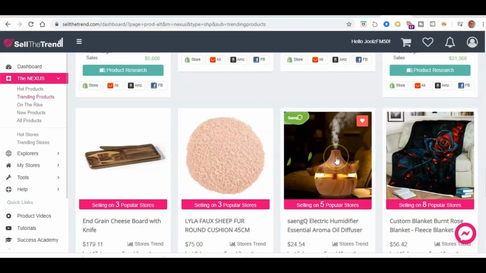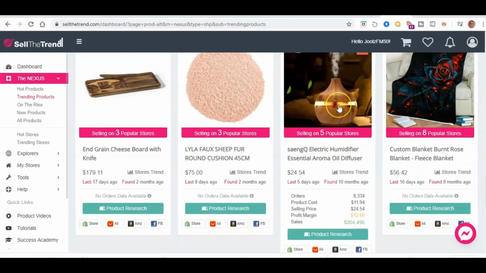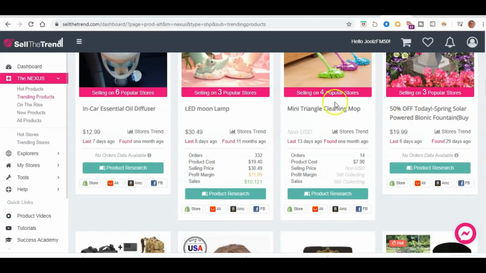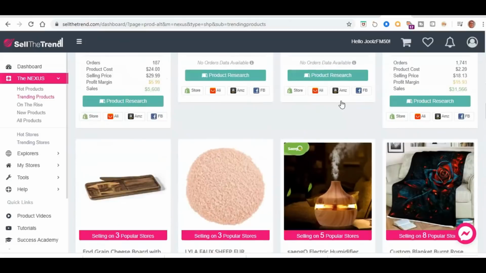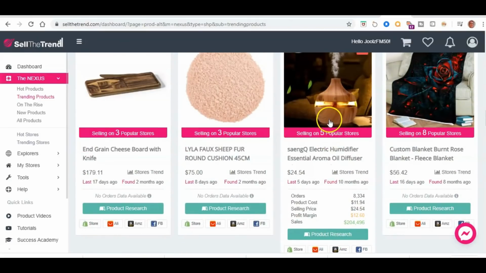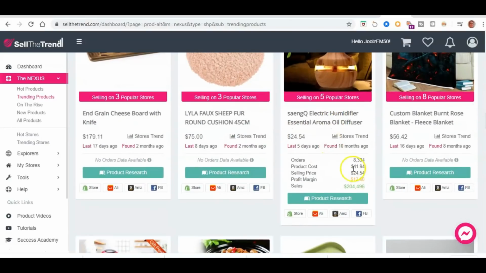I do quite like humidifiers. I know they're not necessarily doing very well, if you can see. But I like these humidifiers and diffusers. I did see some somewhere else in the other category, but I quite like that. It's selling in quite a few stores, but I could have that within my home products store. I do like that. It's a good price as well. It's obviously popular, with a lot of orders.